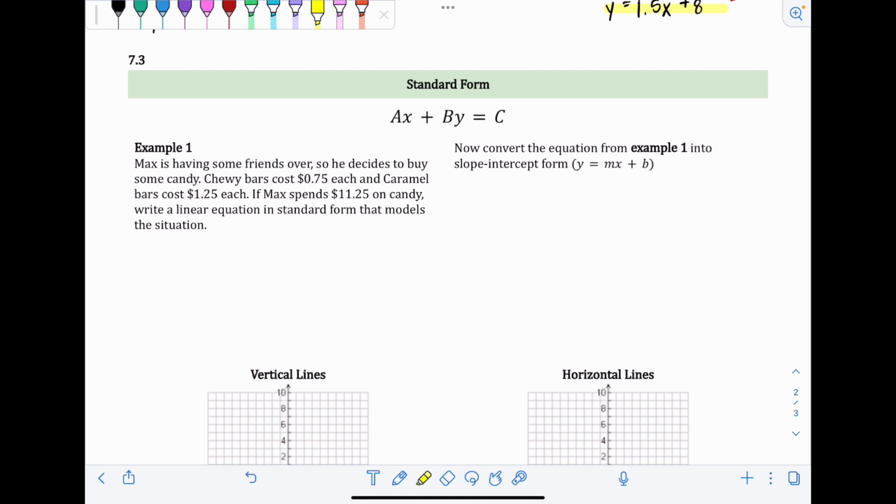situation. So standard form is typically for situations like this, where you have, I see it a lot when you're purchasing items, because it's really easy to set up equations that way in standard form versus slope intercept form. So going back to the problem, Max buys some candy and Chewy bars cost 75 cents each. So that means he's going to take how many Chewy bars he buys, and he has to figure out how much he spends on Chewy bars, he has to multiply that by 75 cents.